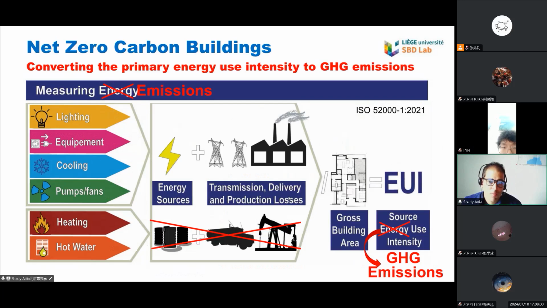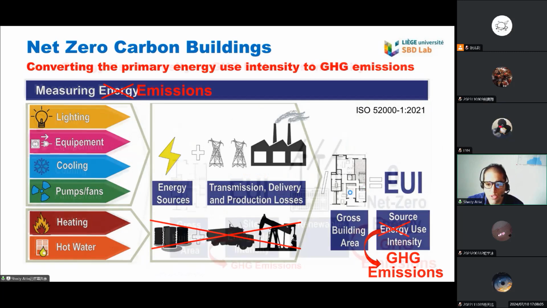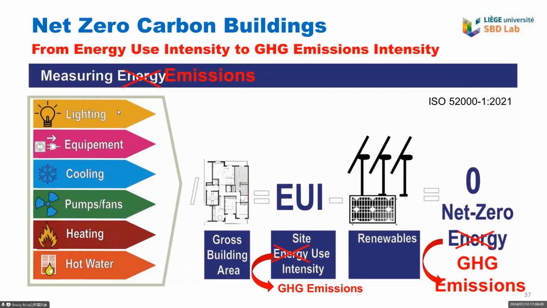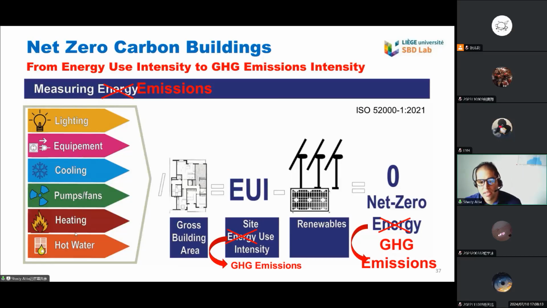And as you can see, when we calculate the greenhouse gas emissions and the energy use intensity, we always use this classical exercise where we quantify the emissions associated with lighting, equipment, cooling, pumps and fans, heating, hot water. We divide them by the gross building area, and then we report them. In the past, we were reporting them as energy use intensity. Now we are reporting as carbon use intensity or carbon emission intensity. So this means now we always need to say how many kilograms of CO2 equivalent are associated with a square meter of.